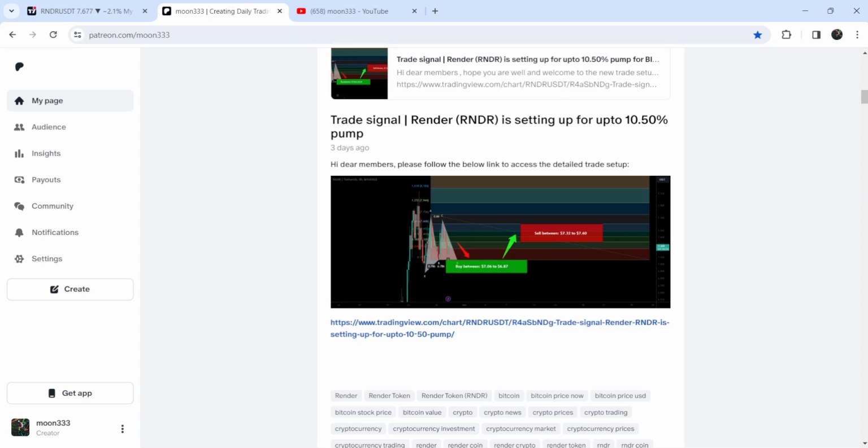And I would also like to share with you my most recent trade signal for Render that I shared 3 days ago with my members.